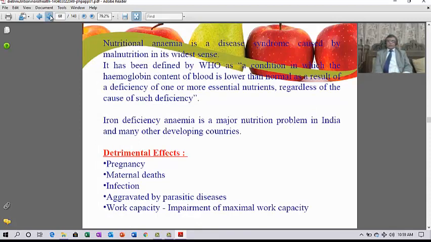Now, nutritional anemia is a disease syndrome caused by malnutrition in its widest sense, defined by WHO as a condition in which the hemoglobin content of blood is lower than normal as a result of a deficiency of one or more essential nutrients, regardless of the cause of such deficiency. Detrimental effects include maternal deaths in pregnancy, infection aggravated by parasitic disease, and impairment of work capacity. By pregnancy we mean that there could be a lot of problems for mother and child.